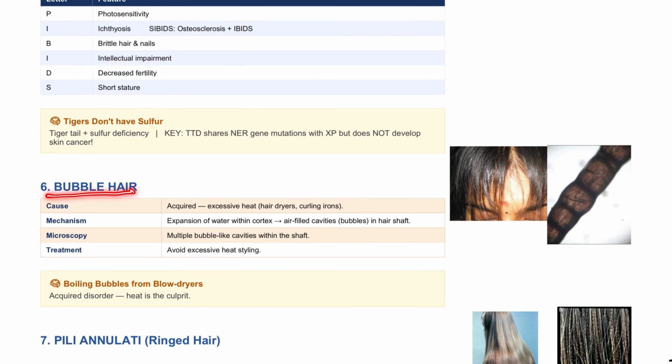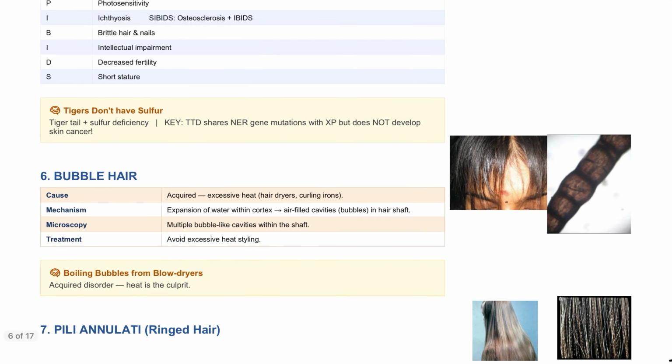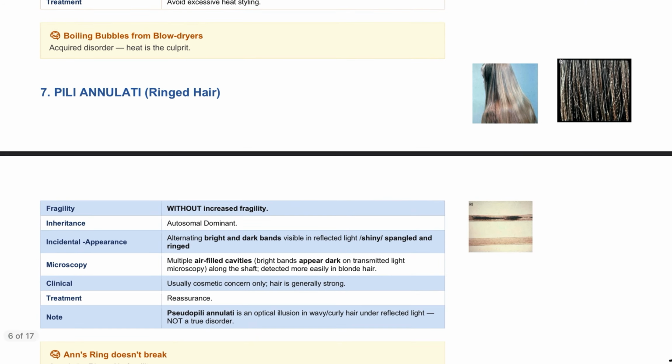Next disorder is bubble hair. So it is an acquired disorder due to heat, and on microscopy we see these bubbles, and it is recommended to avoid this excessive heat. Now we move on to disorders without increased fragility.